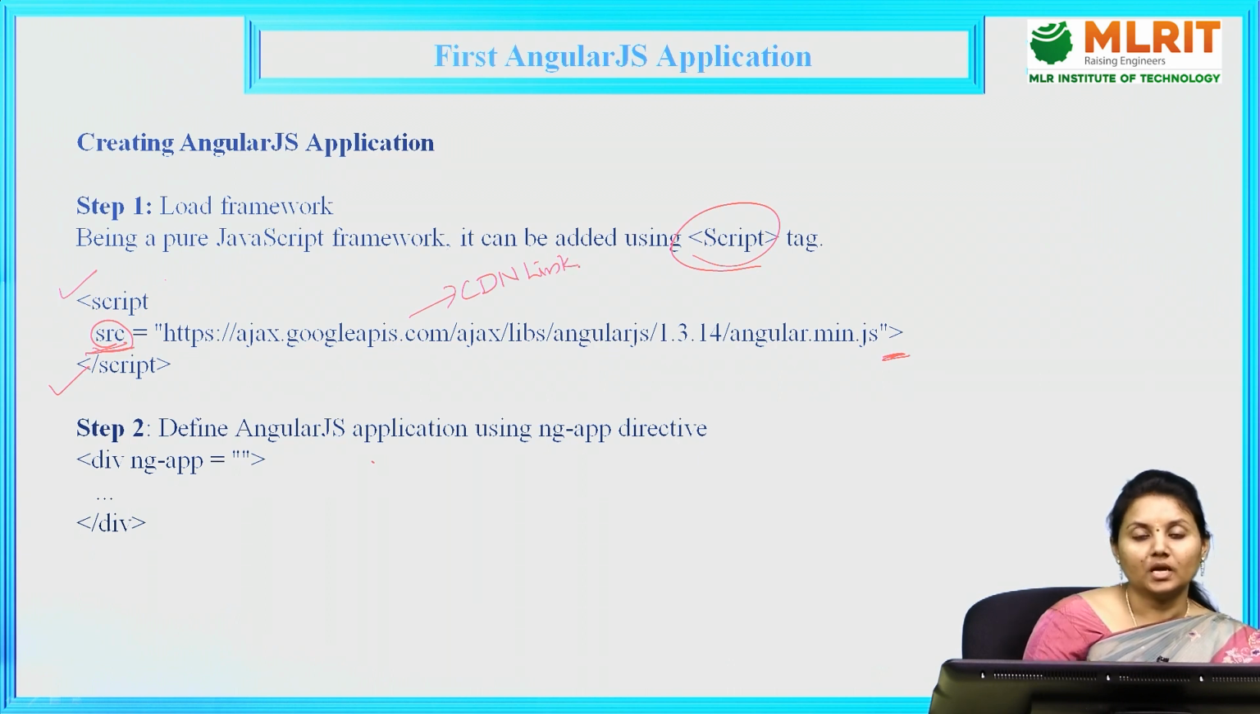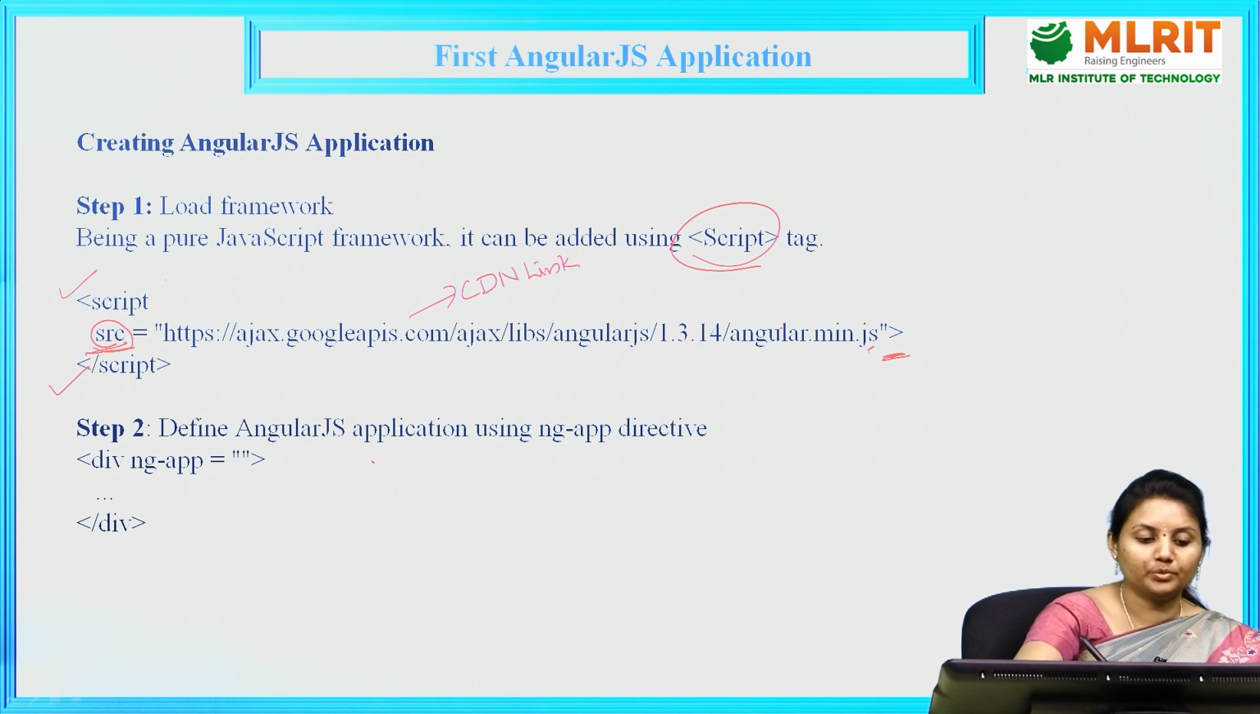Every framework on the internet will provide multiple CDN links from various sources. You may copy any of them. All will support the supportive libraries or supportive packages which we use in AngularJS programs. So this is my CDN link that I am giving in between the script tag.